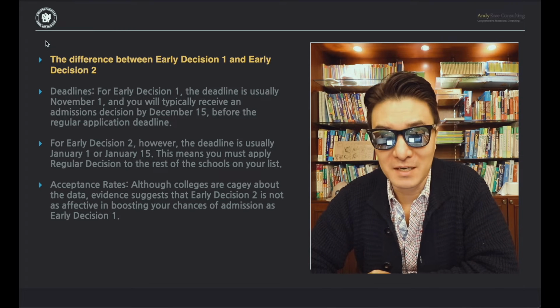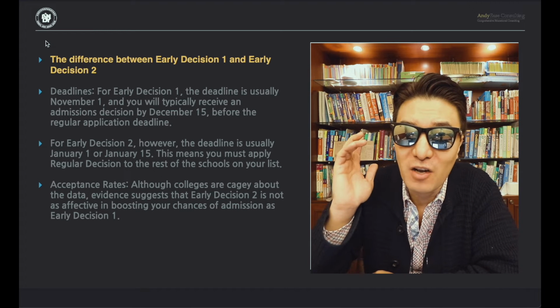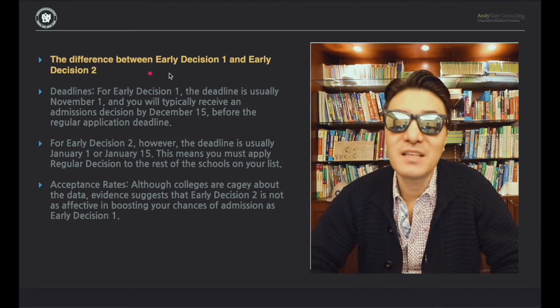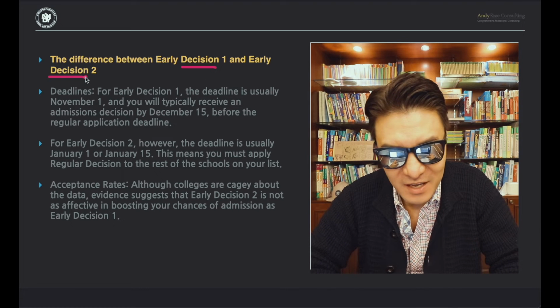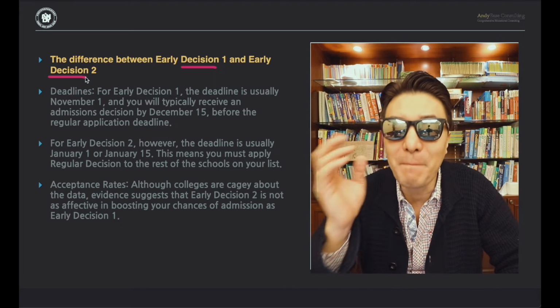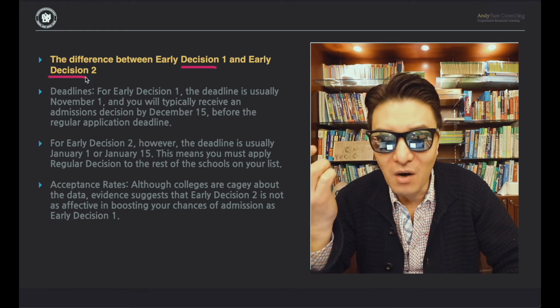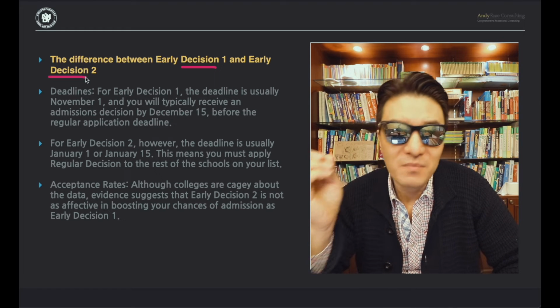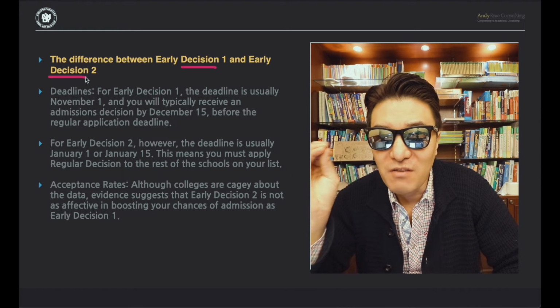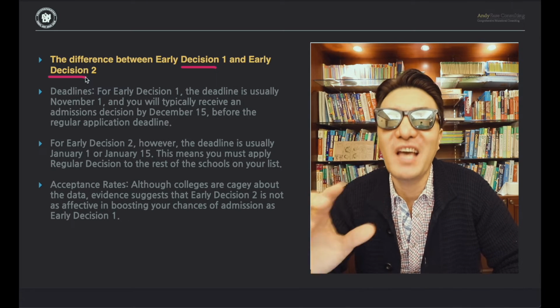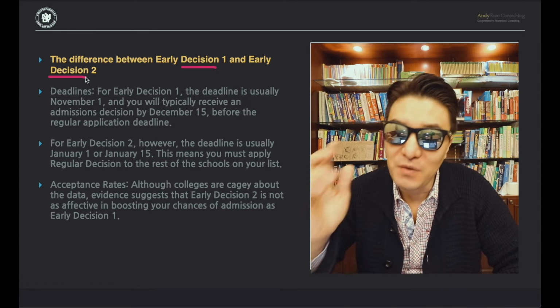This is what we were going to talk about today. What the heck is the difference between early 1 and early 2? Now, the key word here is decision. Decision is the same thing, so it's binding. You will sign the contract with the college agreement saying that if I get in, I will go to that college. Doesn't matter if you apply by November 1st or January 1st, or ED1 or ED2, it's just the same contract. So it's binding. If you get in, you will have to go.